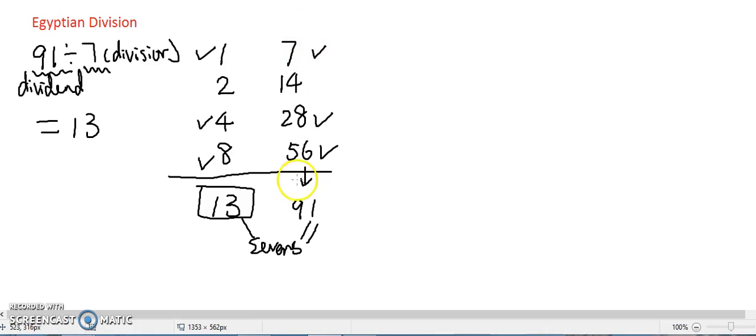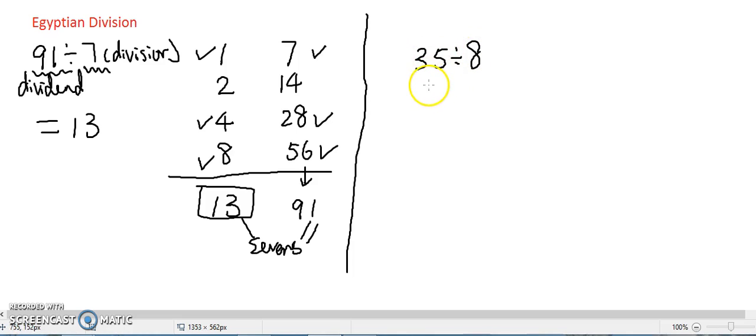But what if we cannot come up with 91 using the numbers on the right column? What should we do in that case? Okay, so let's look at another example. We divide 35 by 8. By looking at them, we know that 8 does not go into 35 an exact number of times. So we cannot get an exact whole number. How many 8s equal 35? So let's see how we're going to do this.